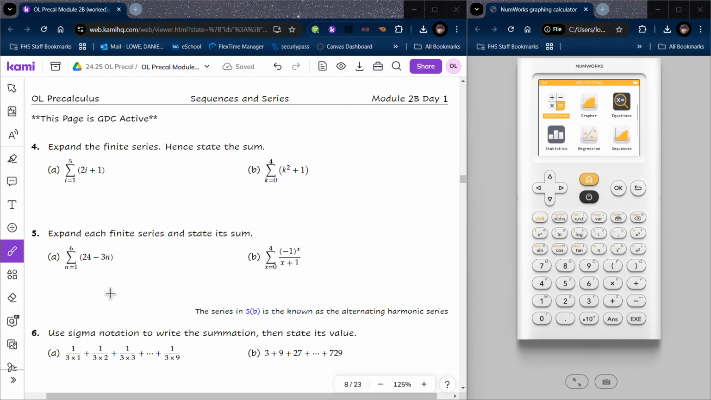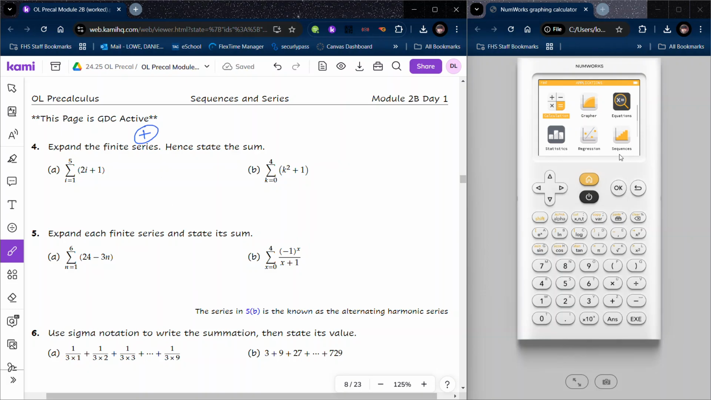We are going to look at the work with the calculator for solving sequences and series, and this is part of the practice set for Module 2B. Here we're told to expand the finite series and then hence state the sum. Remember, if we're working with a series, I'm going to have my terms separated by a plus sign.